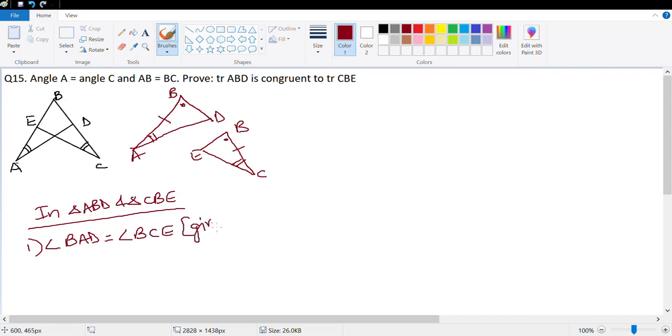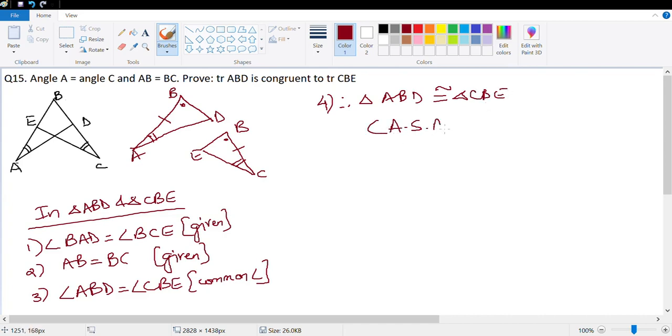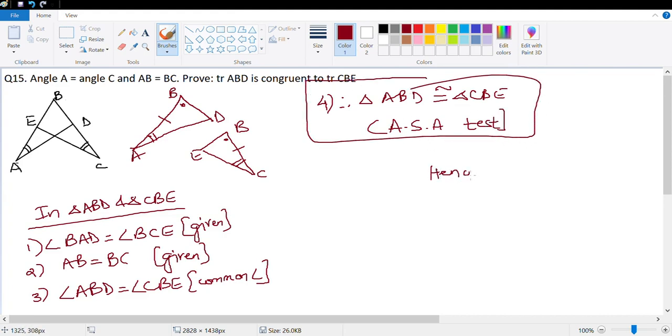This is given. Next, the side AB is equal to the side BC. This is also given. And point number 3, angle ABD is equal to angle CBE. This is common angle. What this gives us is, therefore, triangle ABD is congruent to triangle CBE by angle side angle test. Done. That's what they wanted us to prove. Hence, proved.